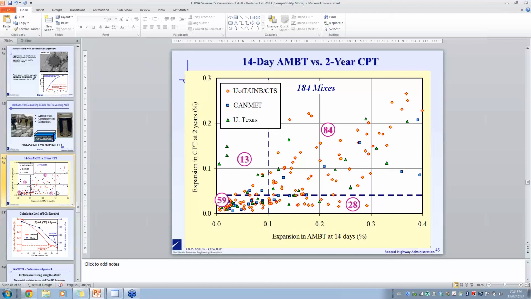Okay, actually we do have a little bit of clarification from that attendee that asked that question. So let me just state this. He says, I'm asking about the use of supplementary cementitious materials as determined in C1567 to mitigate a failing 1260 but passing 1293. He says that would be the area showing the number 13 there on the slide.